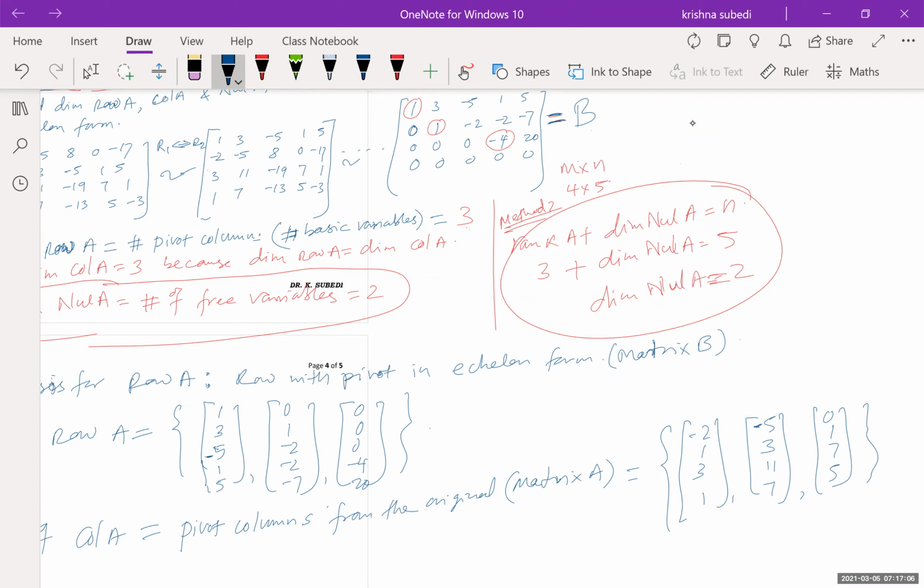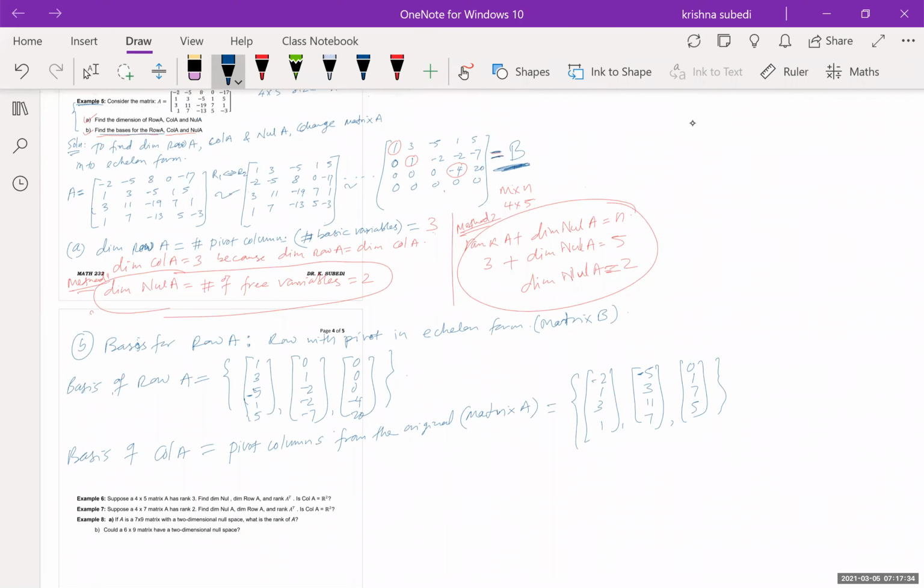One thing very important to keep in mind: the basis for the row space we take from the echelon form, the rows with pivot. But the basis for the column space will be the pivot columns from the original matrix A, not from the echelon form. Why so? Think about it. I want you to think about why we need to go back to the original matrix, and we'll discuss that later.